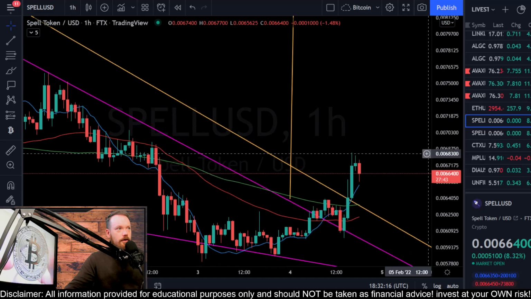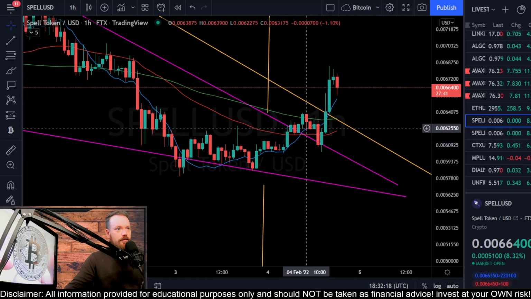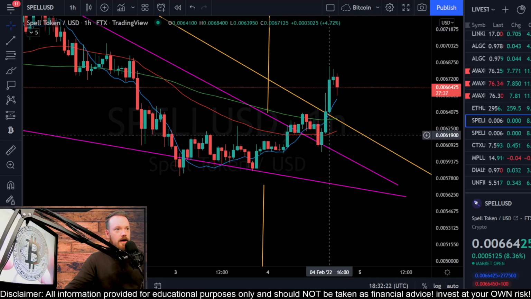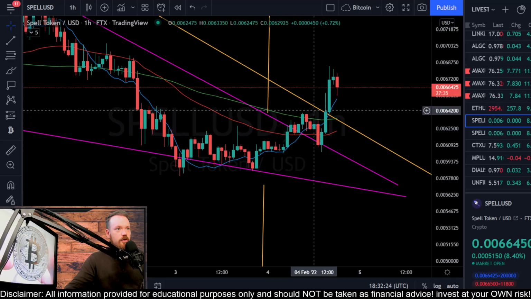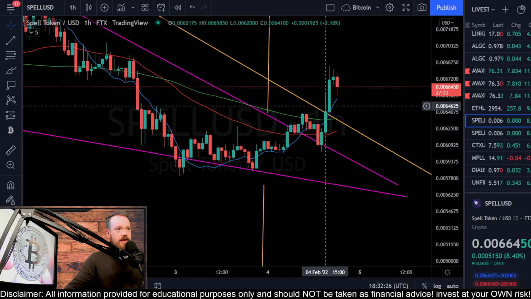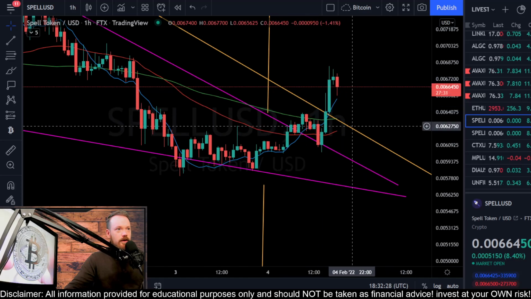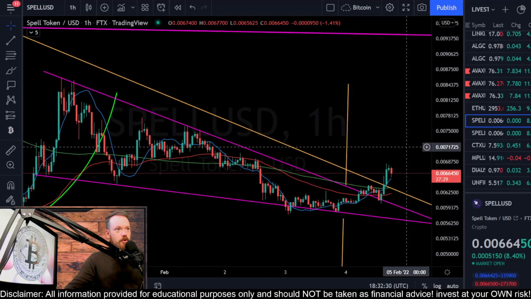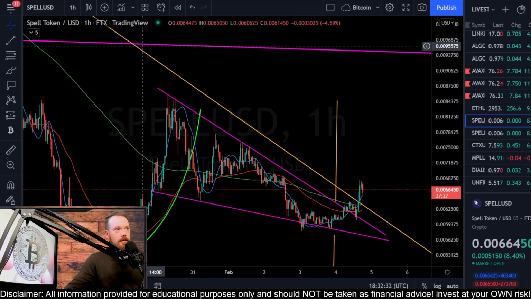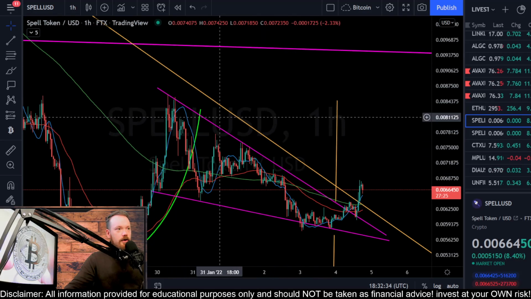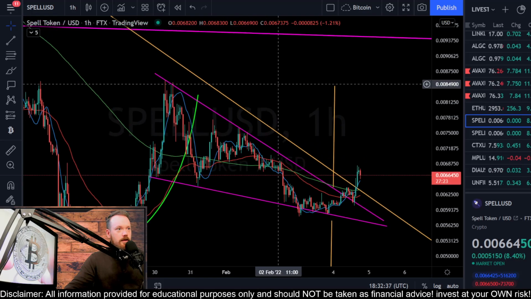Now look what we did on the hourly. You broke out of this. You actually fell back down and retested this previous resistance for support and bounced off of it. And that bounce was enough to get you to break another major downtrend line of resistance, which is this yellow trend line. We'll talk about that next. But first, let's put in these targets here on the short term, and we'll talk about this breakout of this other major downtrend and what kind of target that could put in for Spell Token.